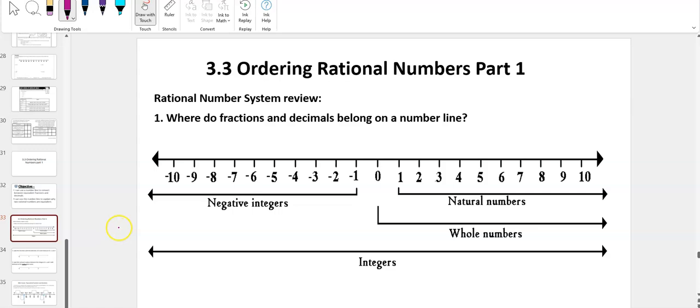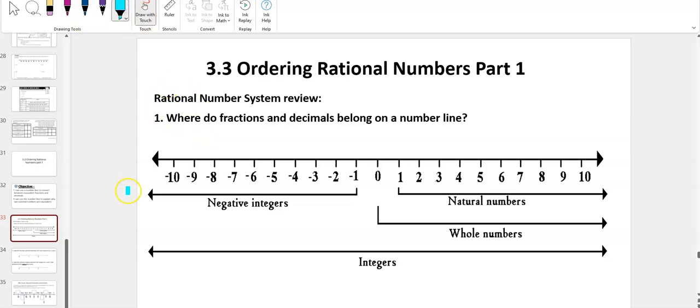All right, first things first, rational number review. Where do fractions and decimals belong on a number line? So we've got negative numbers to the left of 0. We've got natural numbers, which we haven't talked about, but they're basically counting numbers to the right of 0. We've got whole numbers, which include 0 and the right, and we've got integers, which span the entire number line right here. But where are my fractions and decimals?